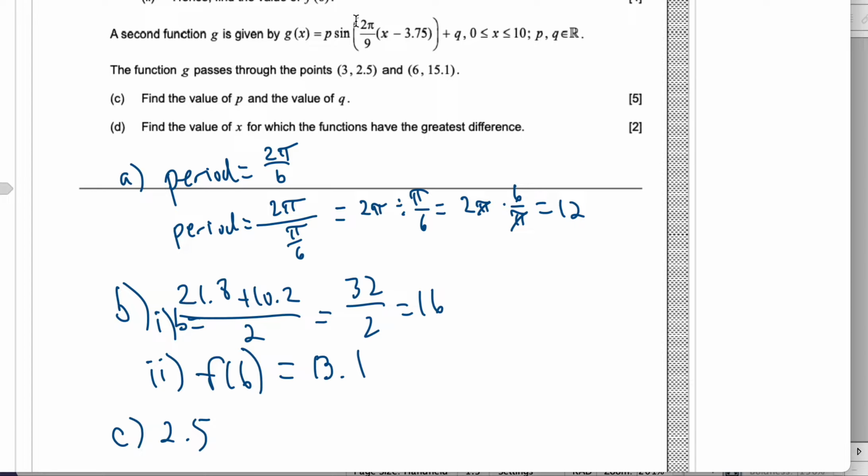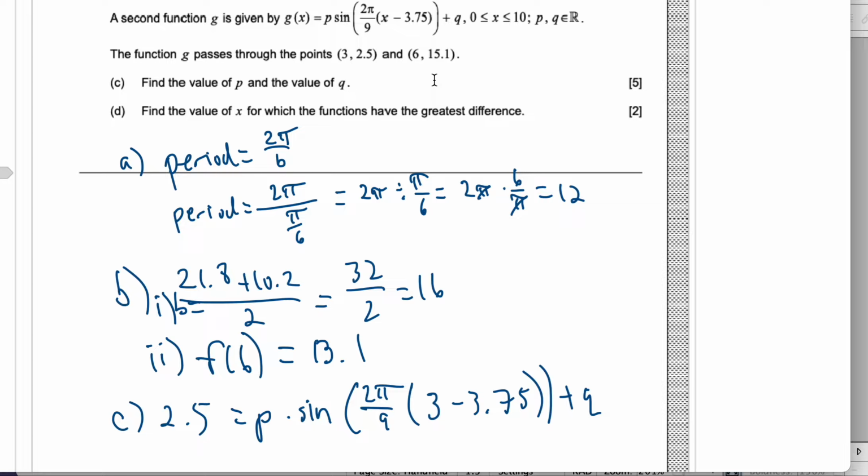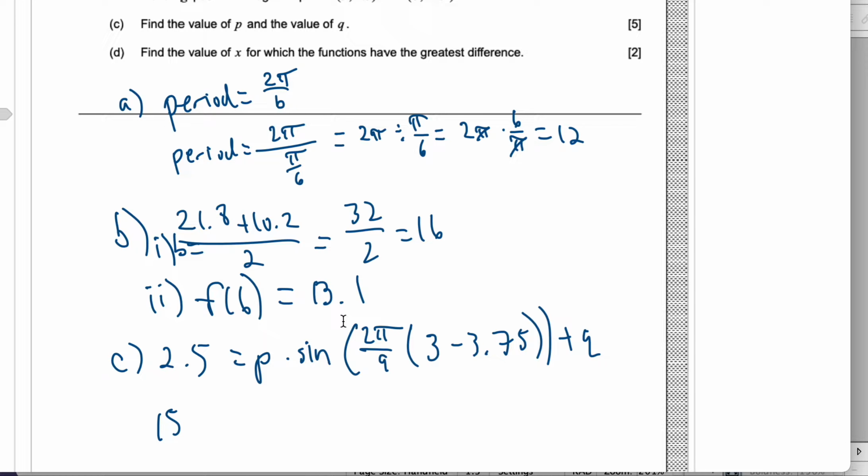2.5 is equal to p times sine 2 pi over 9, and x is 3 minus 3.75 plus q. So that's one equation. Now we have to use the second point and do the same thing. So this one is 15.1 equals p times sine 2 pi over 9, and x is 6 minus 3.75 plus q. Clearly we can see that this is very ugly.